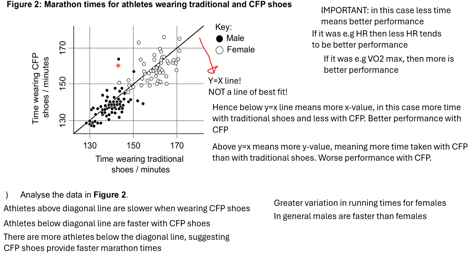But again, it also depends on the variable. Sometimes being below means worse performance, or better performance. More time with traditional shoes and less with CFP. Above the y equals x line means more y value, more time with CFP, meaning worse performance with CFP.